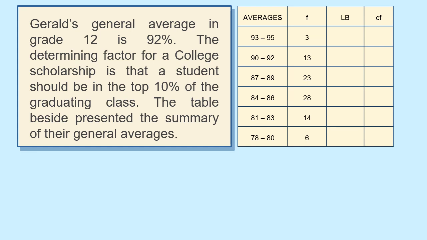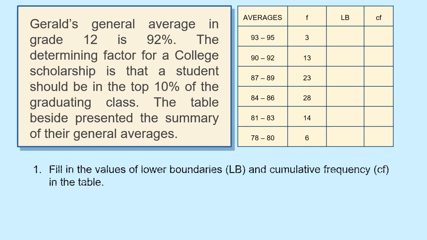For averages 78 to 80, it has a frequency of 6. For 81 to 83, it has a frequency of 14. For 84 to 86, it has 28. For 87 to 89, it has 23. For 90 to 92, it has 13. And for the averages 93 to 95, it has a frequency of 3.